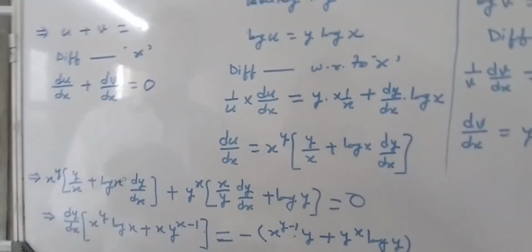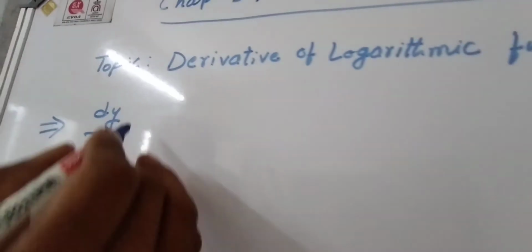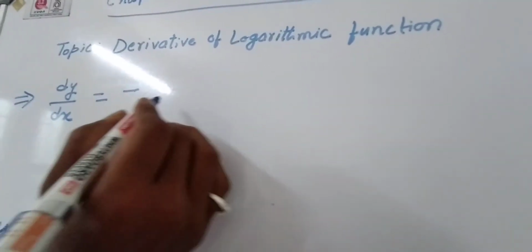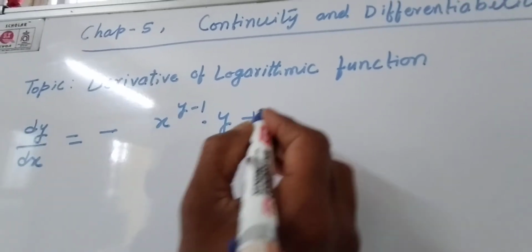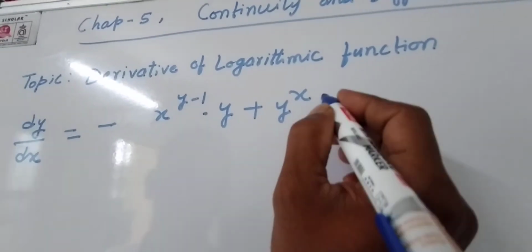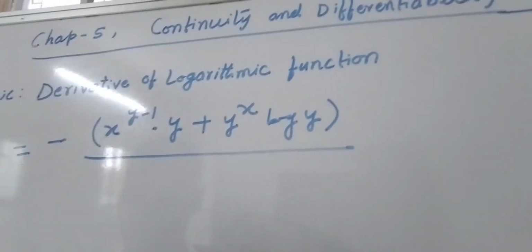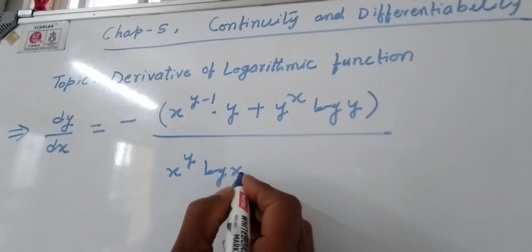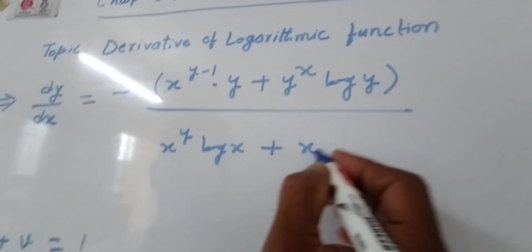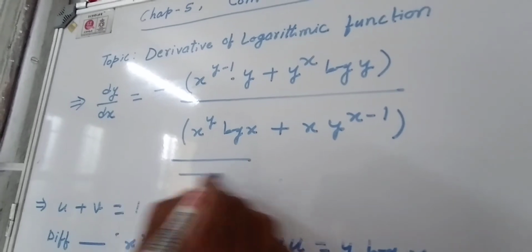Now dy by dx equal to minus sign. Just copy down the things which we have simplified: y x to the power y minus 1 and plus y to the power x log y, divided by x to the power y log x plus x y to the power x minus 1. So this is the final answer of this question.